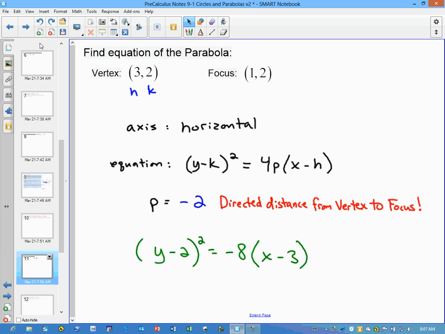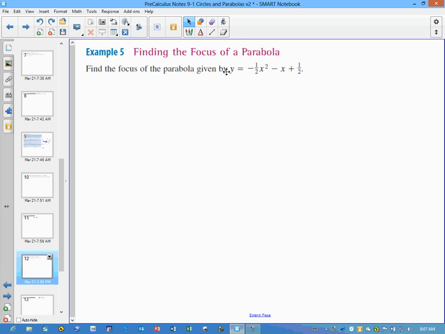Alright, sometimes you're given just the formula, and in this case it's in explicit form, and they want you to find the focus of this equation, the focus of this parabola. And to do that, we do have to change it into the standard form in order to be able to get that value for p. So first thing we're going to do is complete the square.